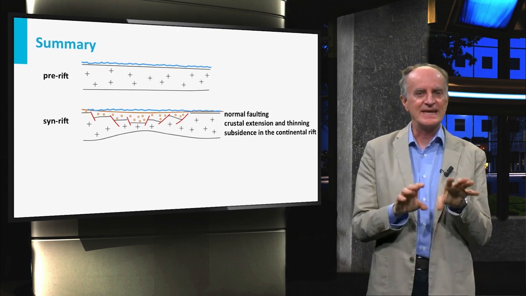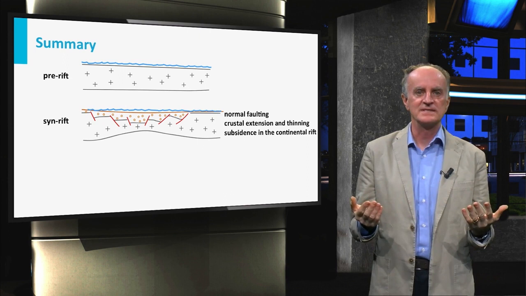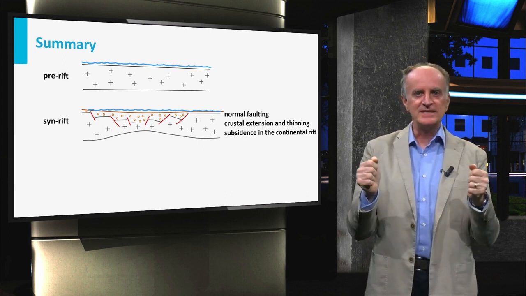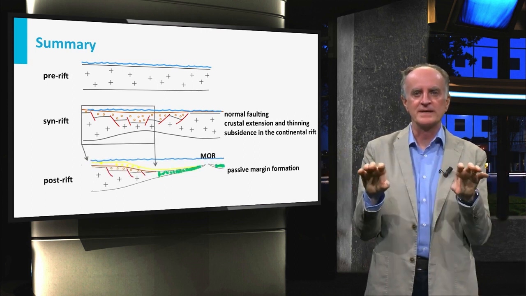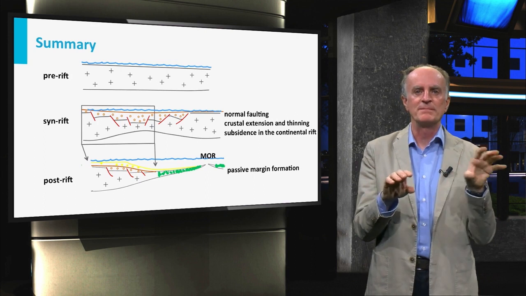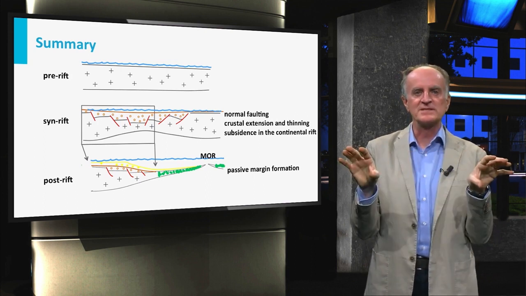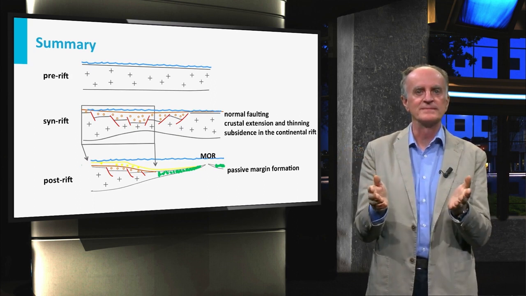If extension ends at this stage, a continental rift is created. The North Sea is a famous example of a fossil continental rift. If extension continues, the lithosphere becomes so thin that it can break, leading to the formation of a passive continental margin. Between the two fragments of continental crust, progressively younger oceanic crust is formed.